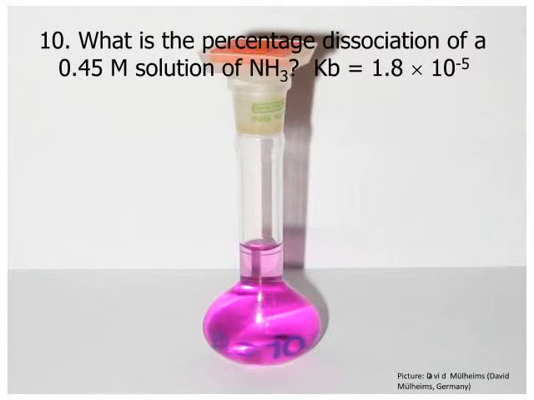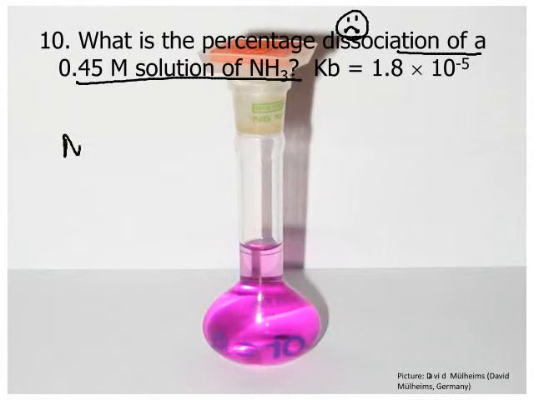Question 10, the percent dissociation of a 0.45 solution of ammonia. Now the key. It is the key. It is always the key. Now, Caitlin, you know this is true. What is the key? You must always write the correct equation. Without the correct equation, you will be wrong and be very unhappy. We must not have unhappy students.